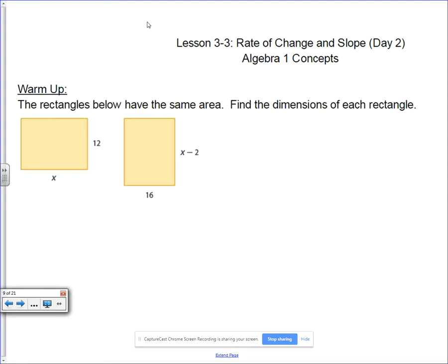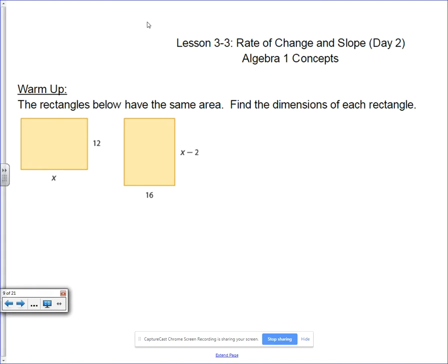All right, today we're going to do a second day on slope. If you look at the top of your sheet, you see this still says rate of change in slope. Okay, before we get to that, let's do a warm-up problem. It says the rectangles below have the same area. Find the dimensions of each rectangle.